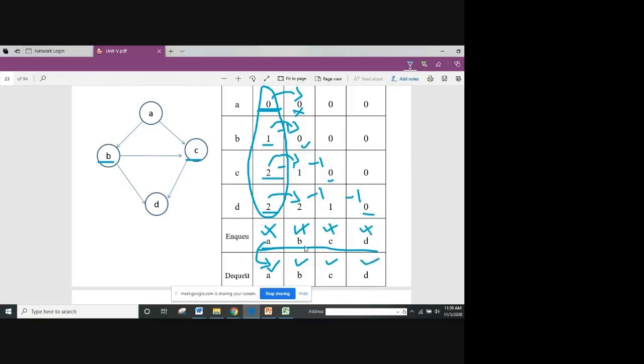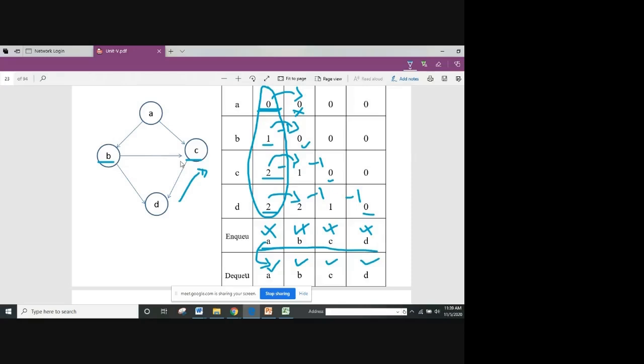Just assume that from B to C there is no edge, and the edge is from D to C. Okay, D to C. So all the in-degrees will be the same only. No, you are telling that this is not there, right? And you have C to D and D to C, both are there. You are assuming that both are there. Yes, ma'am. And the B to C edge is not there.